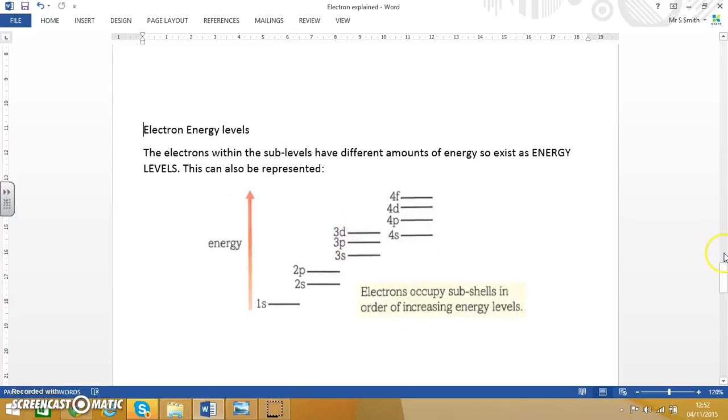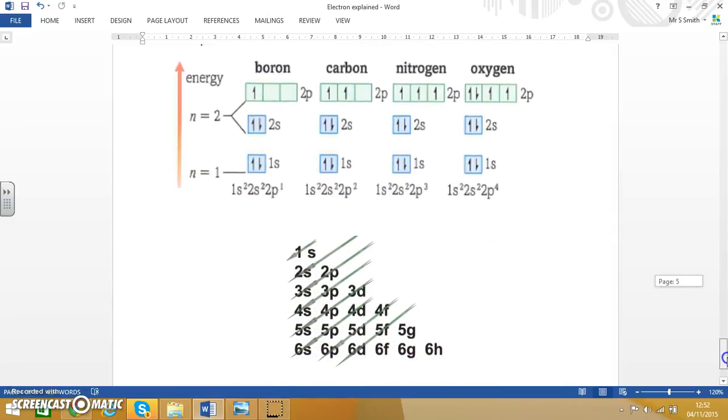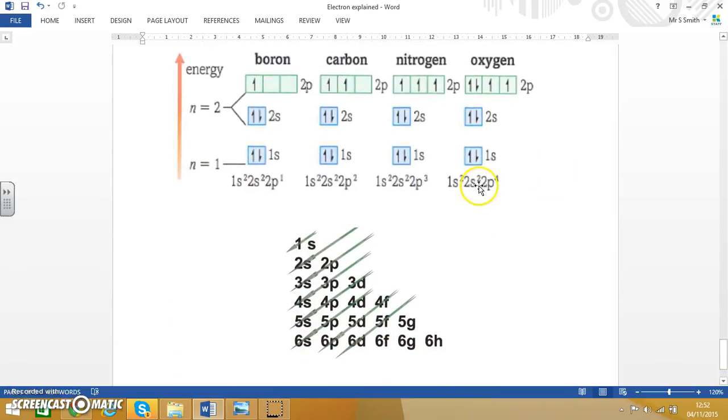And that summarises how we fill electron shells. The way forward is for you to take on what's in this video, download the notes, read them through carefully, and then practice with relevant questions.